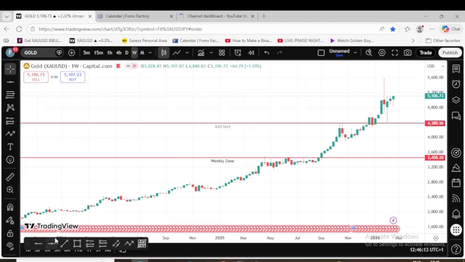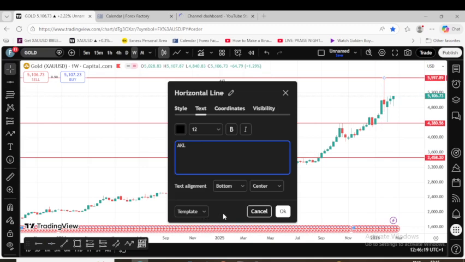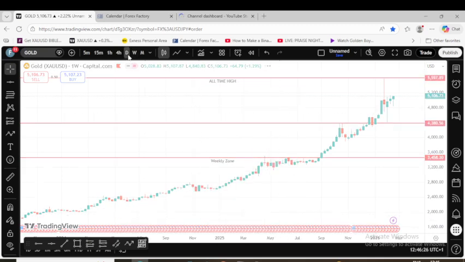Next is this. This is our all-time high. It's the highest point that price has gotten to in the most recent price action. So this is our all-time high. Followed by that, we have.